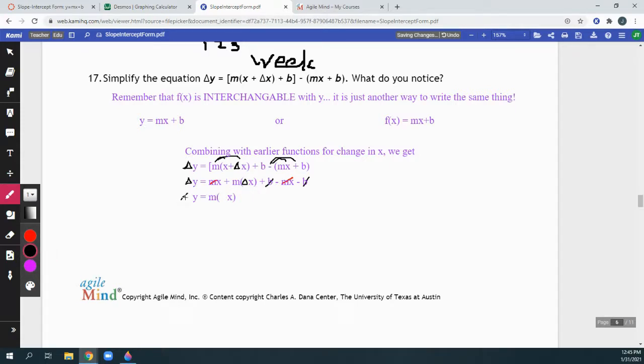Now, a cool thing about stuff like this is when we start thinking about letters as actually representing something, this means something. Okay, one thing we can do is I can divide both sides by change in x. And that gives me the change in y over the change in x equals m. How is that cool? Well, I told you what that was. What does m represent? This is just a formula for slope.